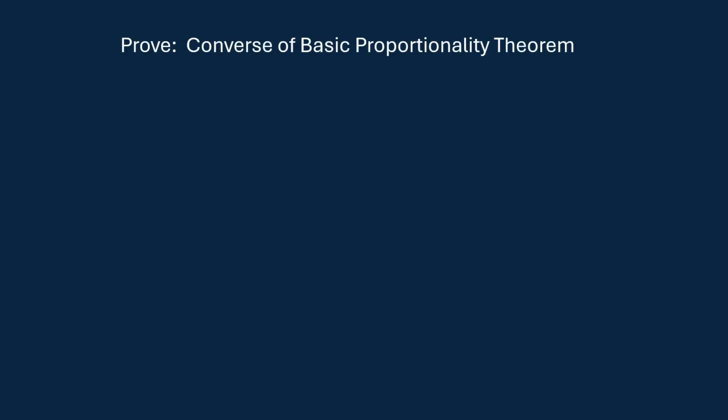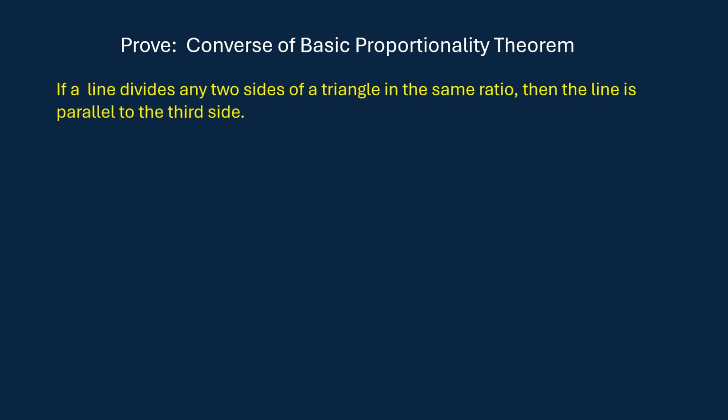Let us prove the converse of the basic proportionality theorem. If a line divides any two sides of a triangle in the same ratio, then the line is parallel to the third side. Let us say this is the figure. This is triangle ABC.